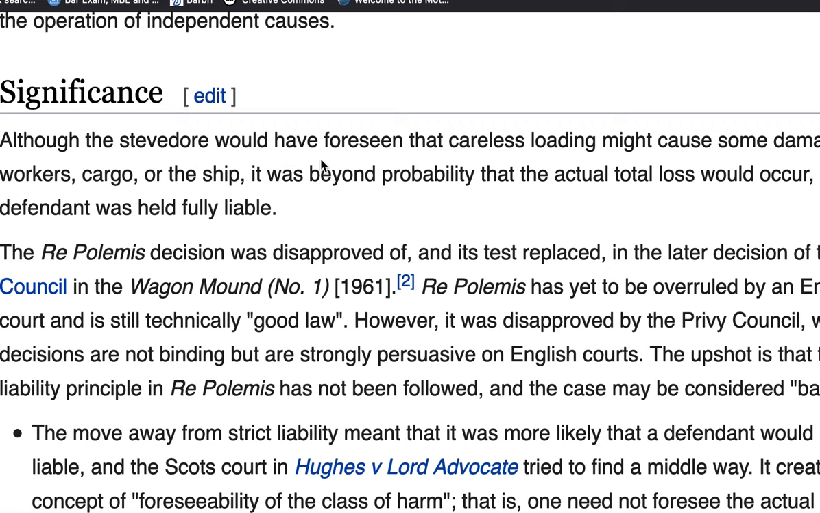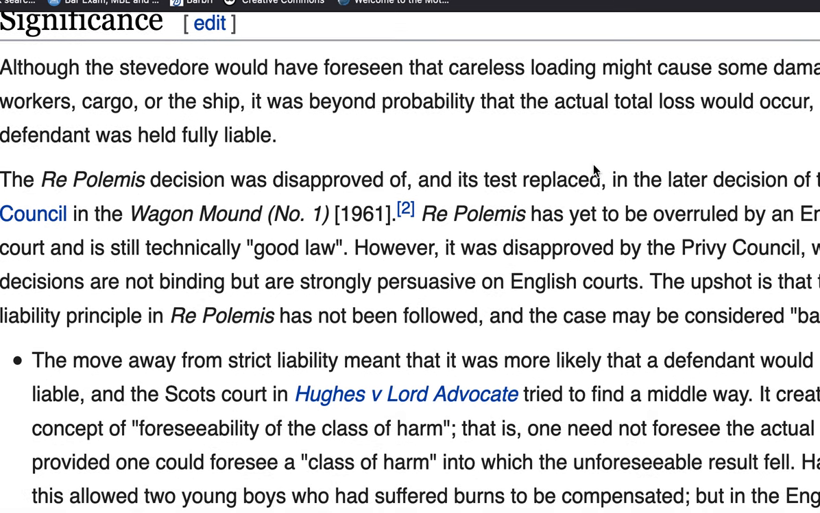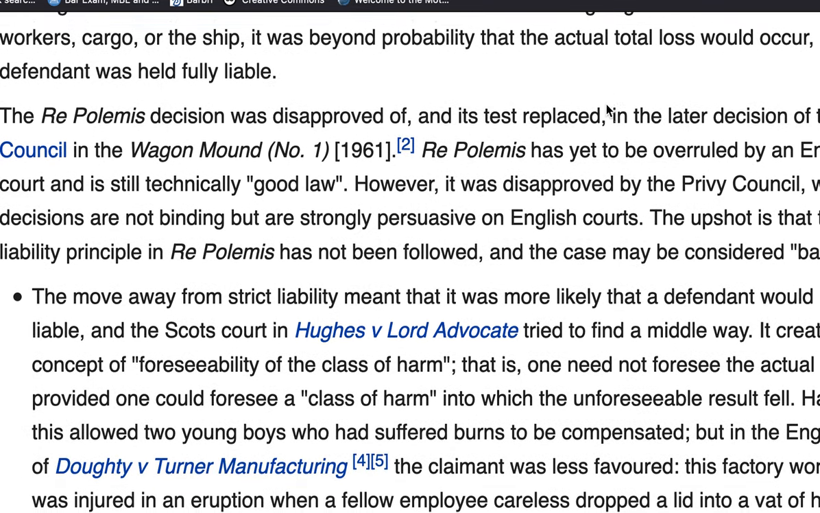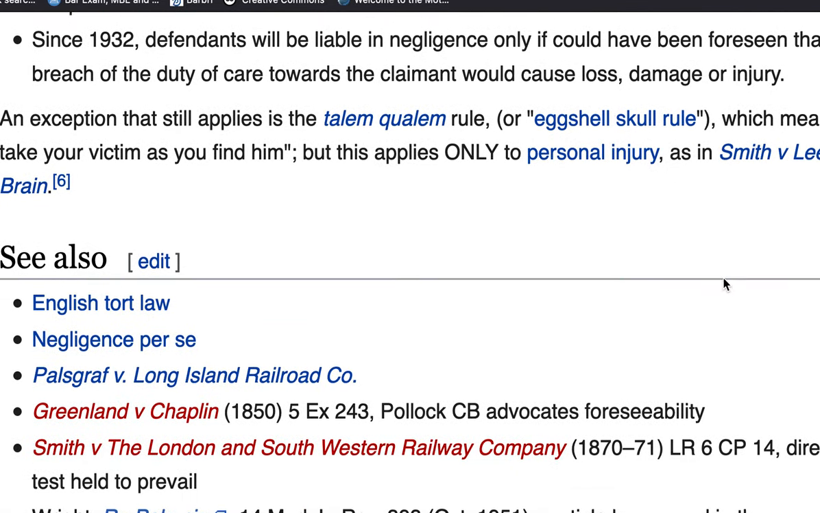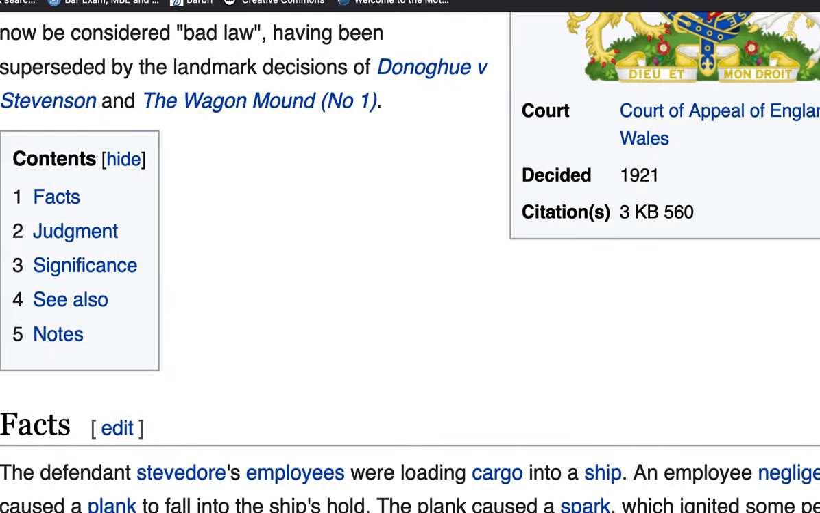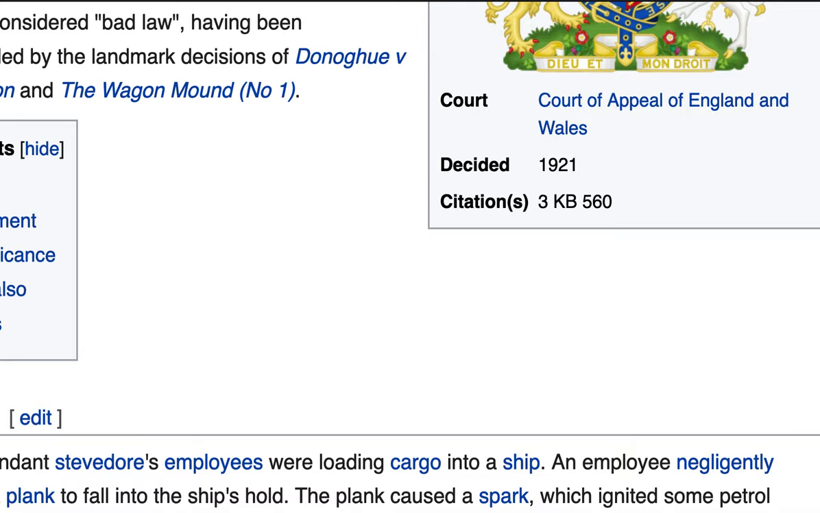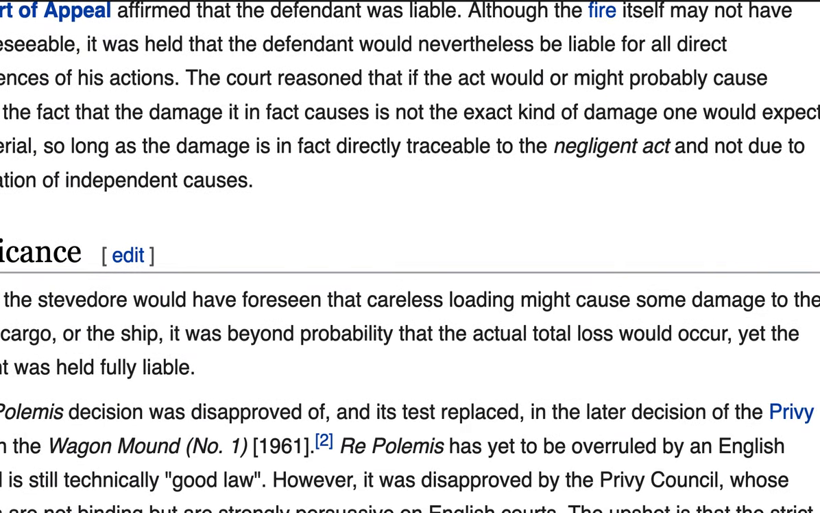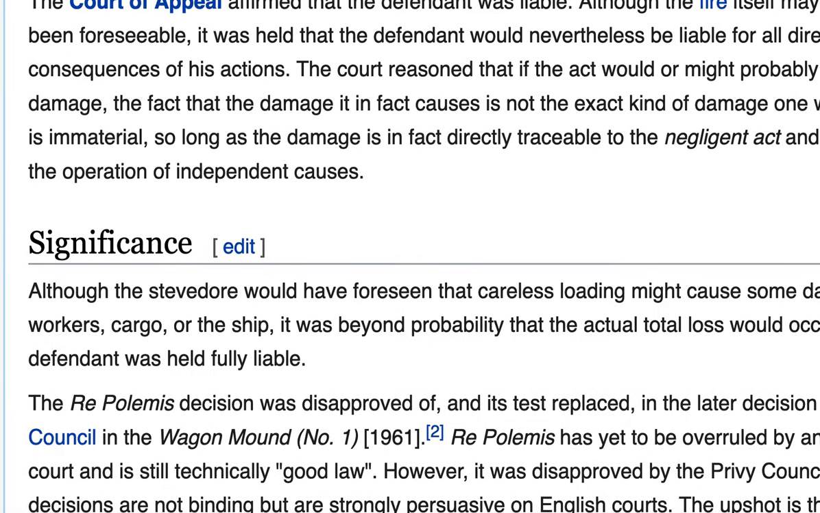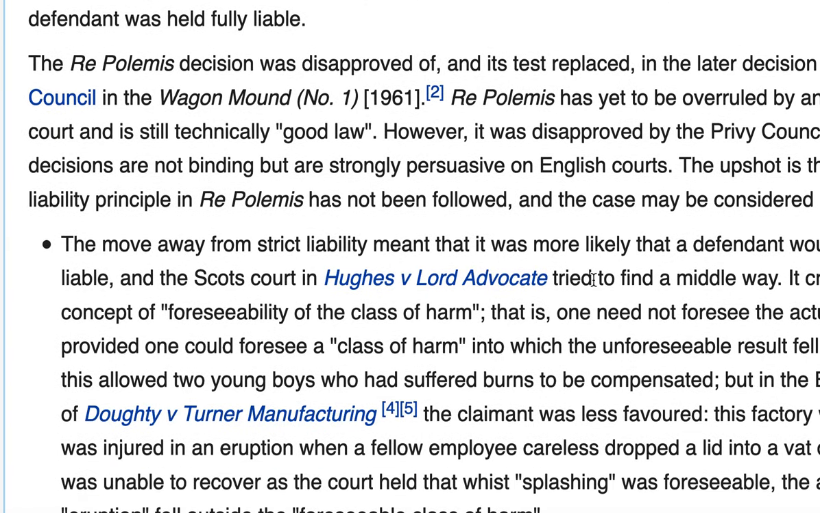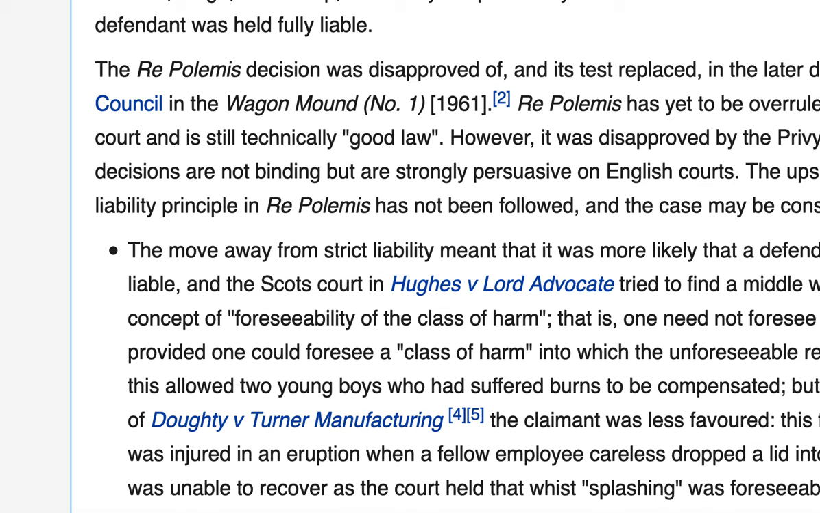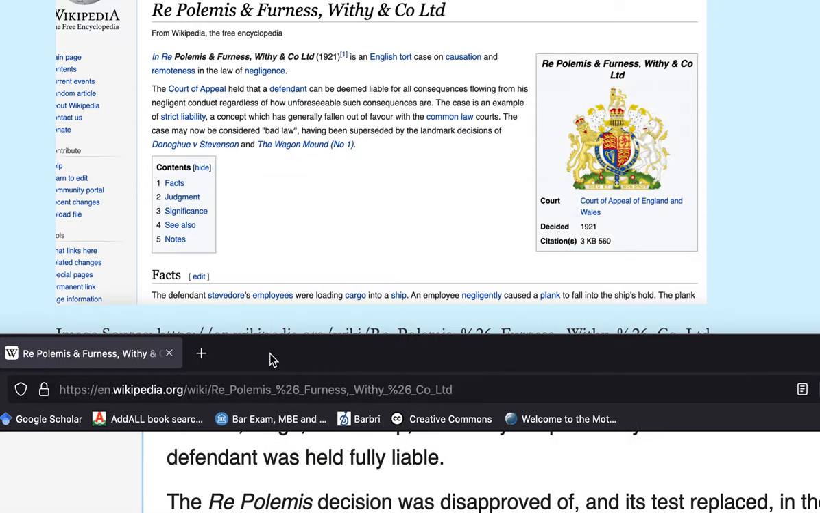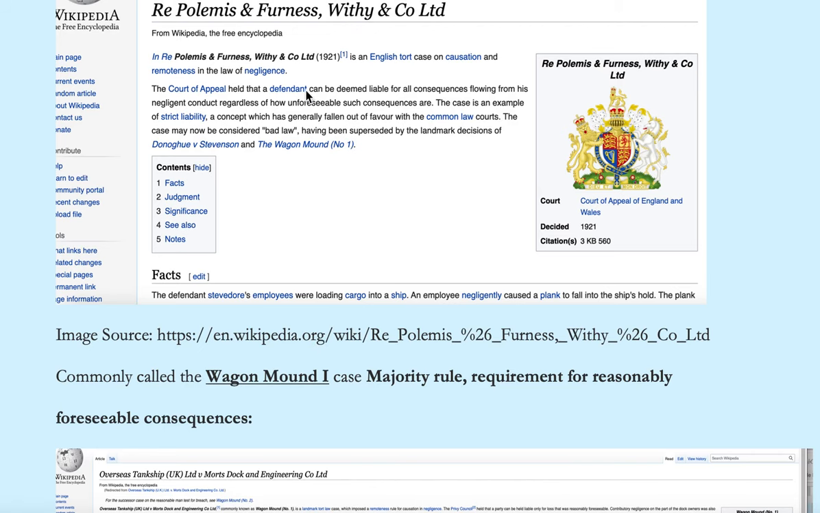Although Steve Dorr would have foreseen the careless loading might cause some damage to the workers' cargo in the ship, beyond probability... If you look at this, it's sort of similar to Falstaff, but it's turning on the causation as well, and it is cited in cases in America. Basically, they dropped a plank by mistake, and it had a domino effect to start a fire, and they were held strictly liable.